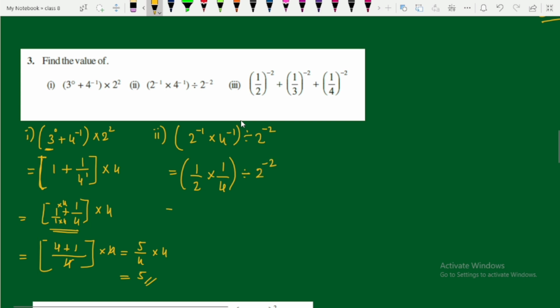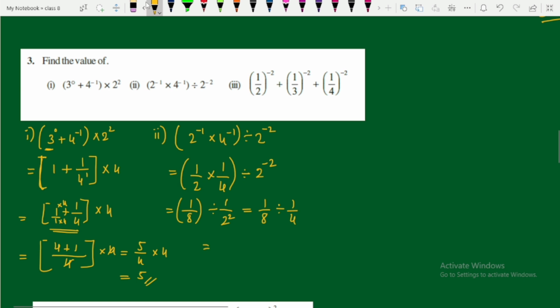For the time being, in the next step we will simplify that one. So this will be 1 upon 8, then divided by 2 raised to minus 2. So 2 raised to minus 2, can we write it as a positive exponent? Yes, so 1 upon 2 square. So now it is 1 upon 8 divided by 1 upon 2 square, which is 1 by 4.